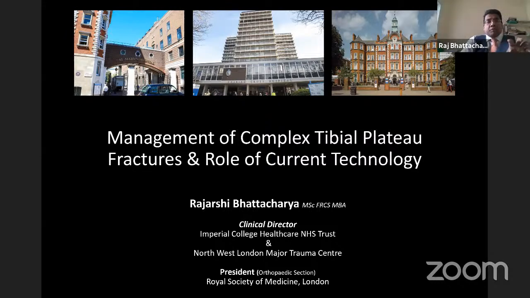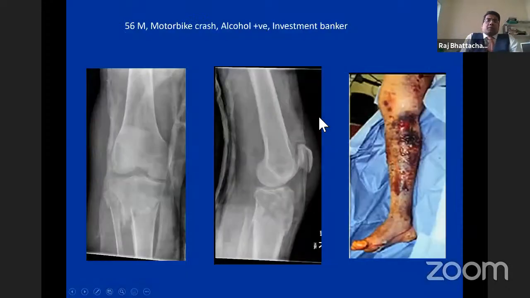Now, to start off with, I'm just going to try and go through a few cases. So let's start off with this one. This is a 56-year-old gentleman who had a motorbike crash. He was intoxicated. He's a banker, so he's quite rich and well off. Doesn't stop them from being stupid. Now, what I want to concentrate on here is the picture on the right. And as orthopedic surgeons, we get excited about broken bones. But to me, this broken bone is a very small piece in the whole jigsaw.